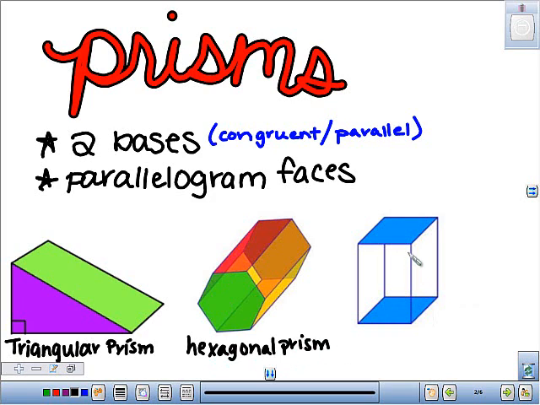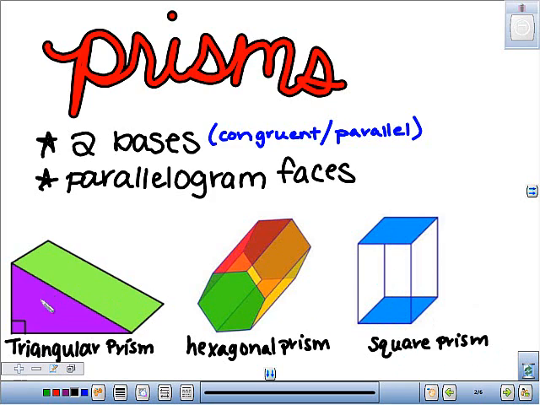And last but not least, we have this one that has the 4 rectangular faces and then 2 square bases. So this would be a square prism. Notice, just because the bases are squares, it does not mean it's a cube. A cube would have to have all of the faces and bases equal. So this one doesn't, because these are rectangles, only the bases are squares.